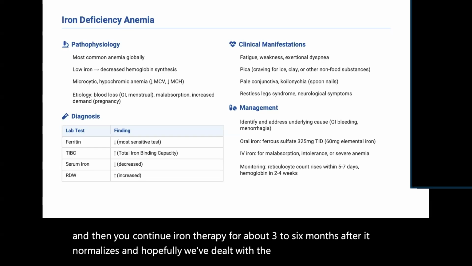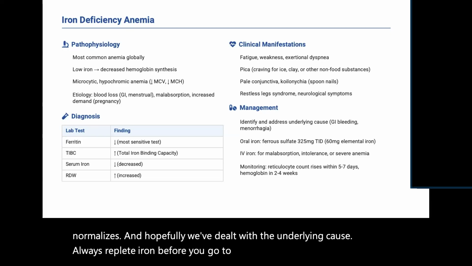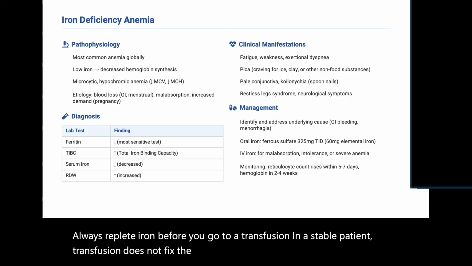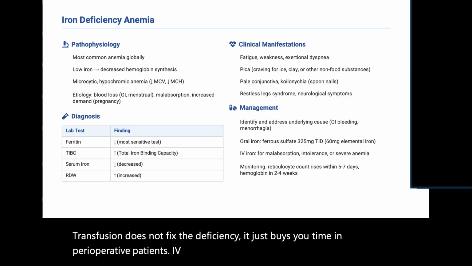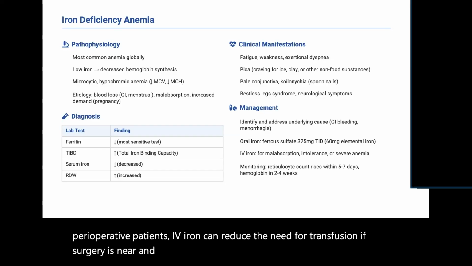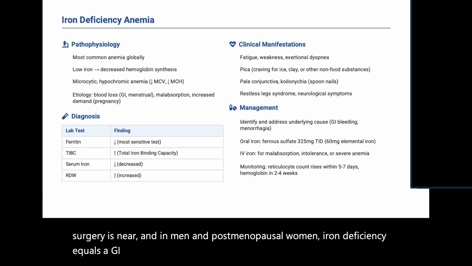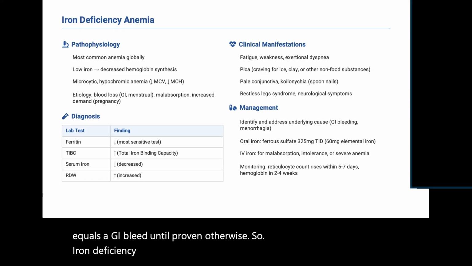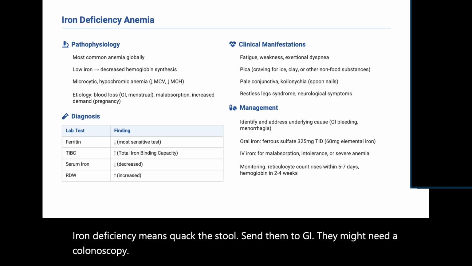and hopefully we've dealt with the underlying cause. Always replete iron before you go to a transfusion in a stable patient. Transfusion does not fix the deficiency, it just buys you time. In perioperative patients, IV iron can reduce the need for transfusion if surgery is near. And in men and postmenopausal women, iron deficiency equals a GI bleed until proven otherwise. So iron deficiency means test the stool, send them to GI. They might need a colonoscopy, okay?